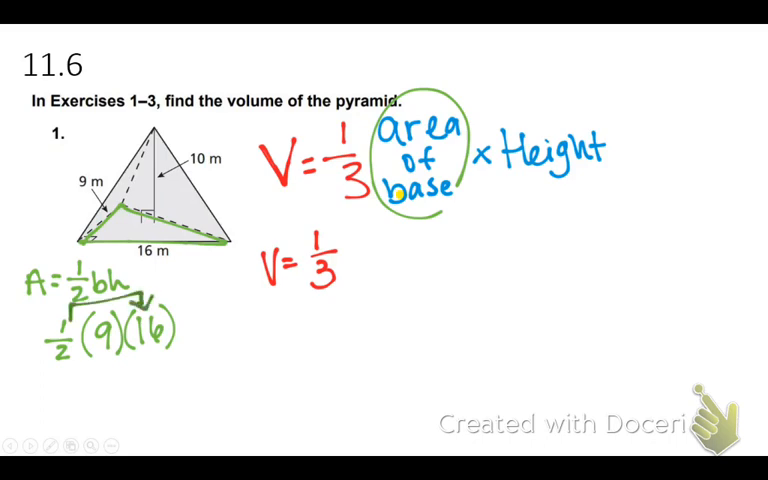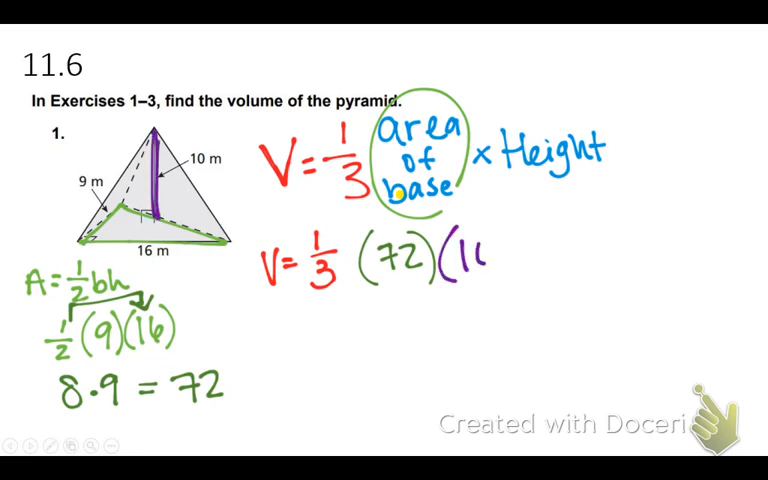What's 1/2 of 16? 8. And then times 9 is 72. So the area of the base is 72. What is the height of the whole pyramid? 10. And then times 10. From here, you could do a couple different things.